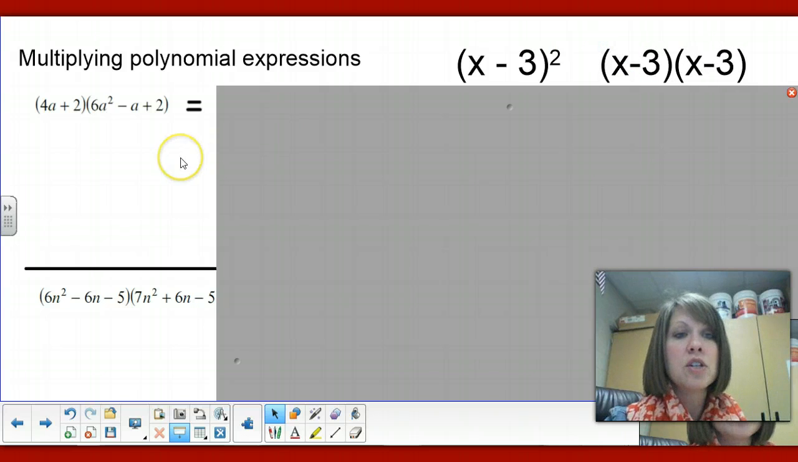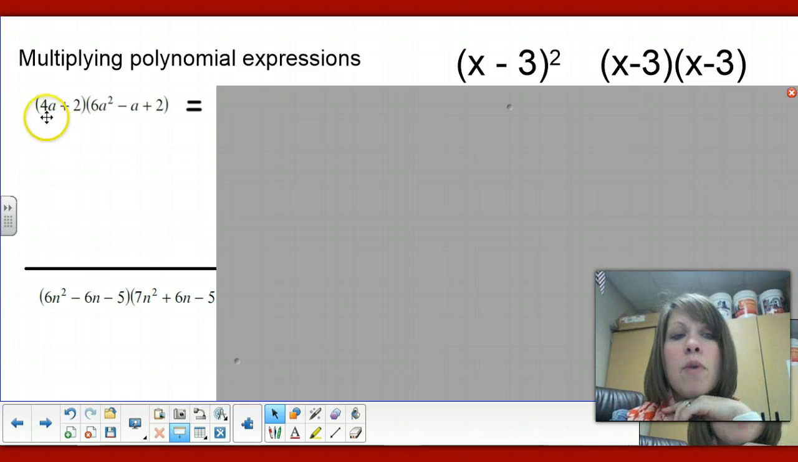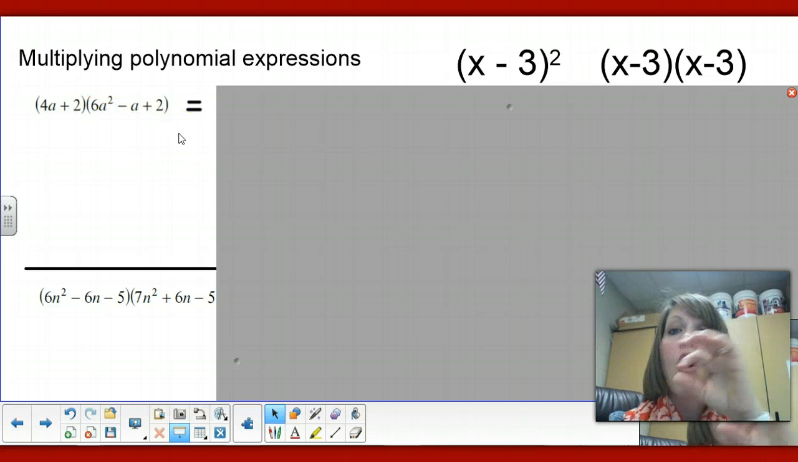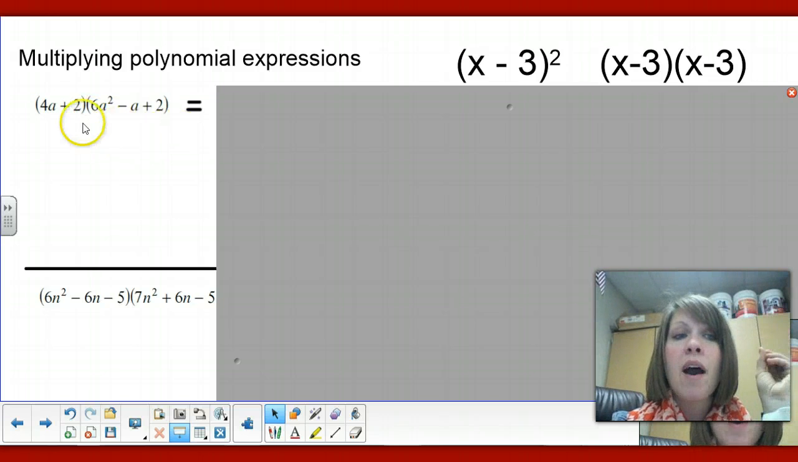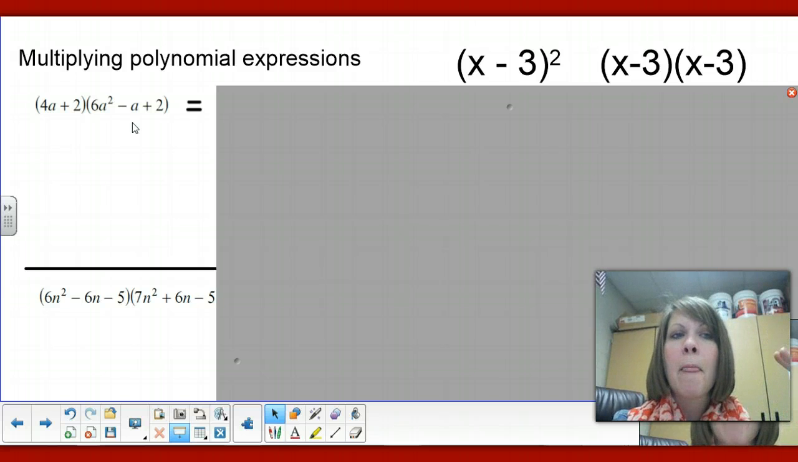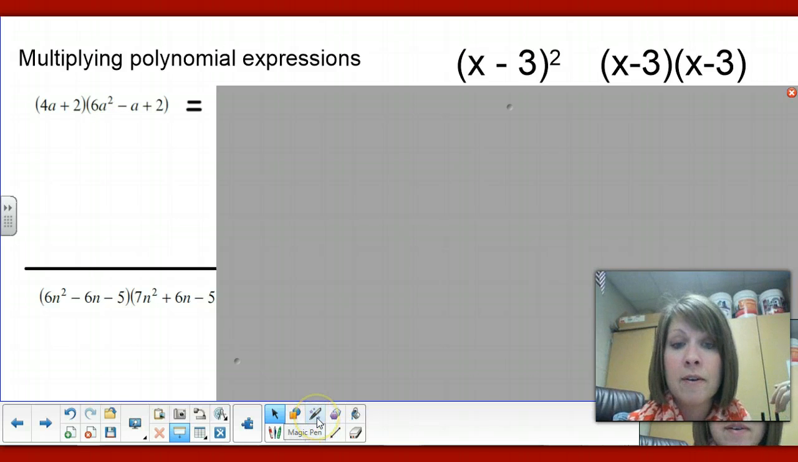All right, let's talk about these, though, the ones where you have a binomial times a trinomial. FOIL only works if you have a binomial times a binomial. A binomial by a trinomial, we can't FOIL that. We don't have just a first, outer, inner, and last. So what we're going to do with these is we're going to go back to our old friend distribution. Okay?